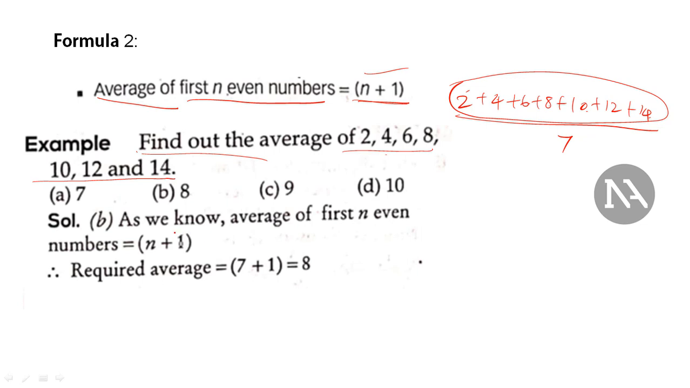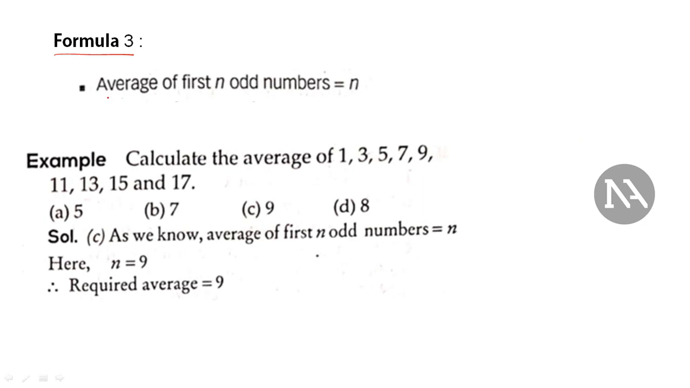So according to the formula, if you are going to find out the average for first n even numbers, the formula is n plus 1. So n is the number of even numbers. So here n is 7. You are having 7 numbers. So the average is going to be 7 plus 1. So it is 8. This is the average of the given even numbers.